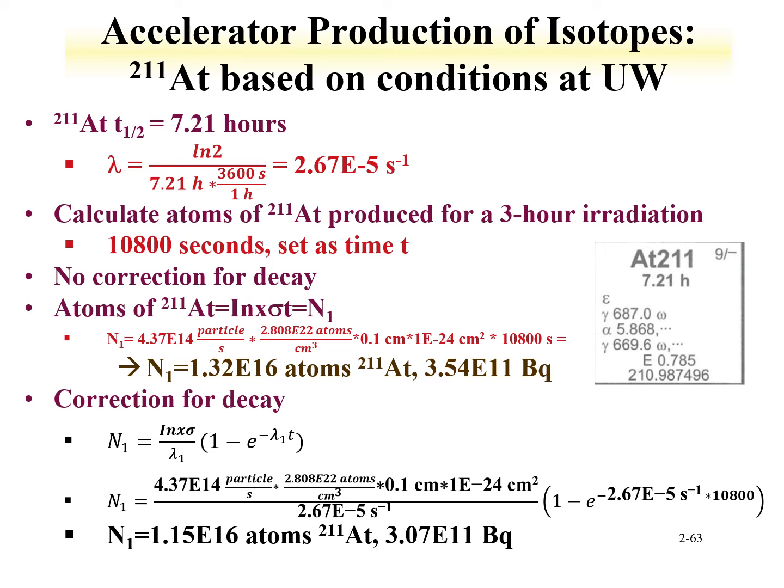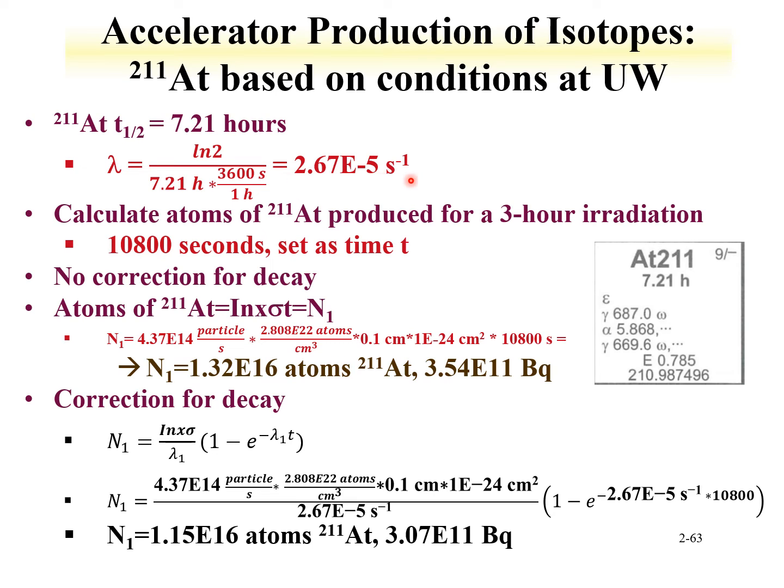Continuing with the example of the production of astatine-211, based upon the conditions used at the University of Washington, the decay constant for the astatine-211 isotope needs to be determined. The data from the chart of the nuclides show that the half-life is 7.21 hours for astatine-211. Converting that into the decay constant is simply log 2 divided by the half-life. Remember that the half-life should be converted into seconds, so it's 7.21 hours with 3,600 seconds per hour.